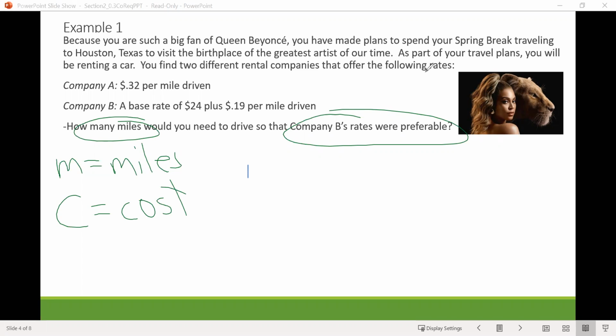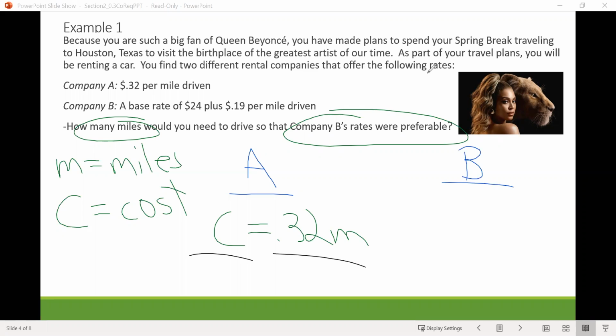So for example, for Company A, we're told that the price is 32 cents per mile. So it looks like we could set up an equation there, something like C equals 0.32 times M. Right, so what we're saying is the cost is equal to 0.32, that 32 cents, times the number of miles. Hopefully that makes sense. And then for Company B, right, our cost in this case, well, the per mile is 19 cents, so it would be 0.19 M. But we also have to have that plus 24, right, because there's that initial $24 cost.